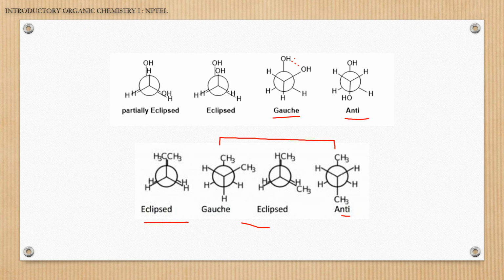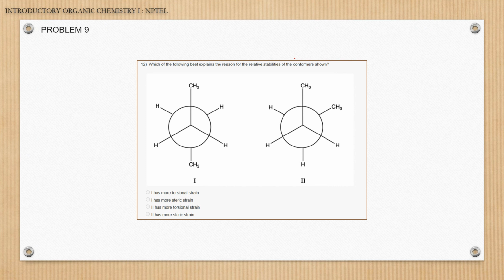So any other question? Okay, I am thinking that all of you have understood. So coming to problem number 9, because we have to now run. Problem number 9 is: which of the following best explains the reason for the relative stability of the conformers shown? It is also related to what I have told you. Anyone can answer this.